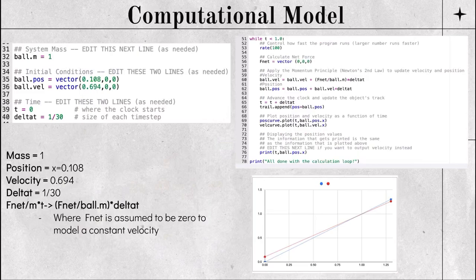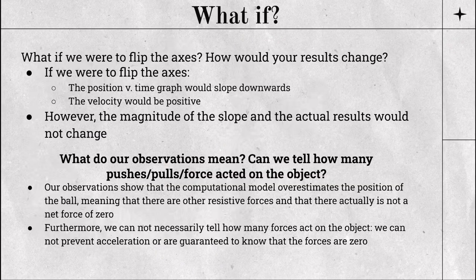And then our observation: because our computational model overestimates the position of the ball, there are some other factors at play that we cannot consider negligible, like friction, which causes the ball to not be as far as our computational model suggests.